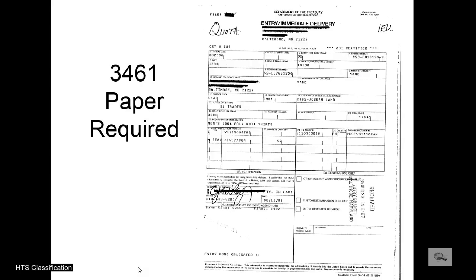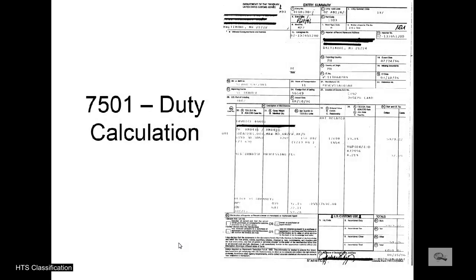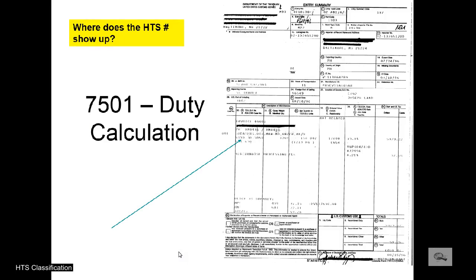This is where the HTS number shows up on the import declaration. The classification is often the basis used by customs to determine if an item is subject to inspection or not. And here's where the HTS shows up on the entry summary, which calculates the duty. Obviously, choosing the wrong classification could result in paying too much duty, or duty when the article is free.